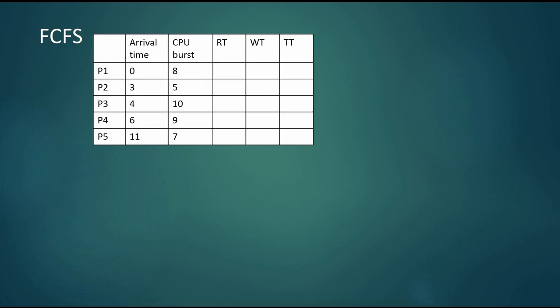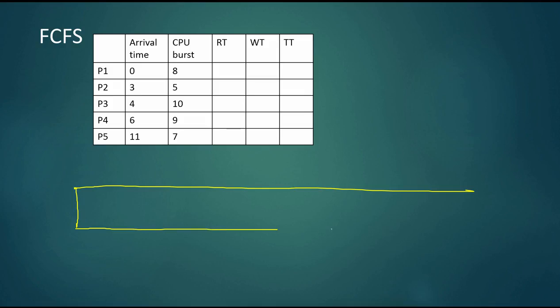Here we are with first come, first serve. We're going to make a Gantt chart and run through the first come, first serve algorithm. So here's our Gantt chart. And what we have here are 5 processes, and our timing diagram starts at time 0, and we just run the processes onto the CPU.